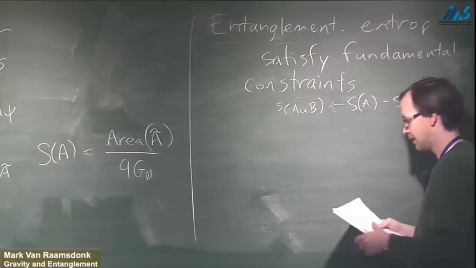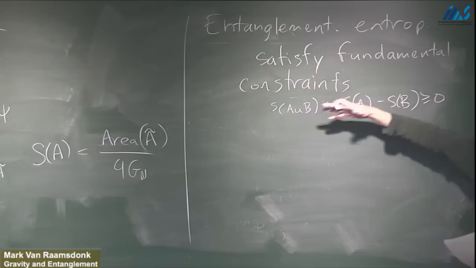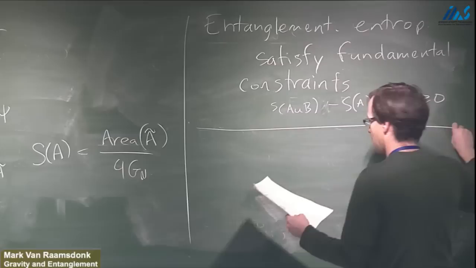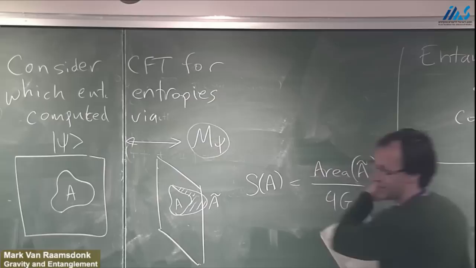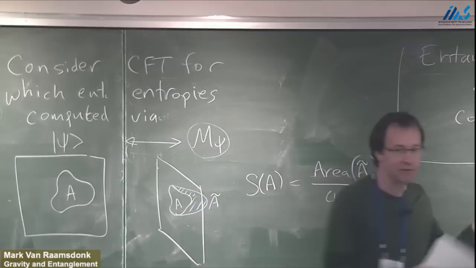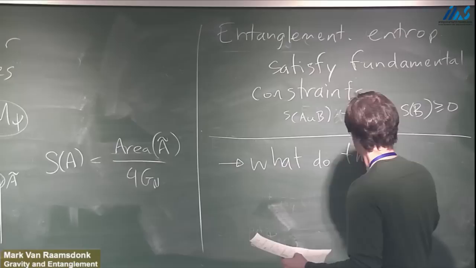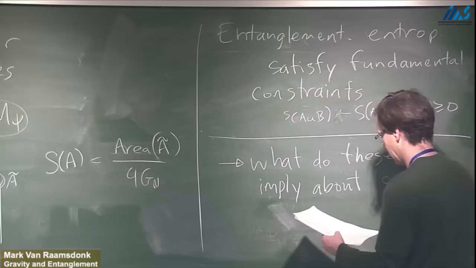But there are other ones. There's a whole list of constraints that follow basically from linear algebra. There's some properties of matrices. And so the idea is if there's some geometry which is actually dual to one of these states, and you compute the entanglement entropies via that geometry, well, they better satisfy these constraints. And if you write down a geometry and compute entanglement entropies and they don't satisfy these constraints, then that geometry is not physical. You can't violate quantum mechanics. So the question is, what do these constraints imply about the dual space-time geometry?